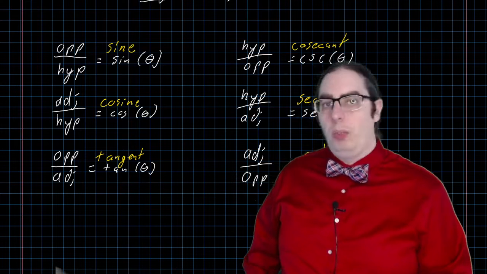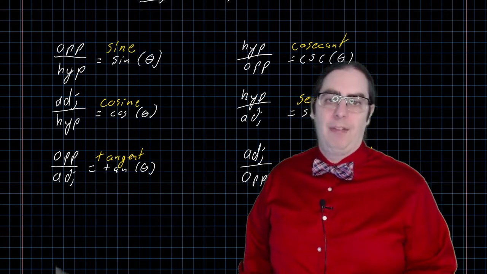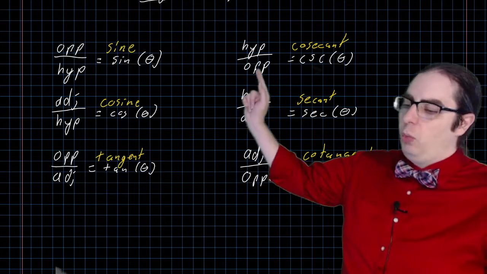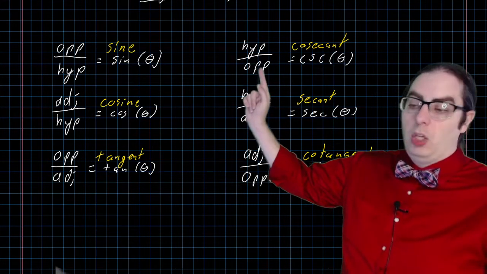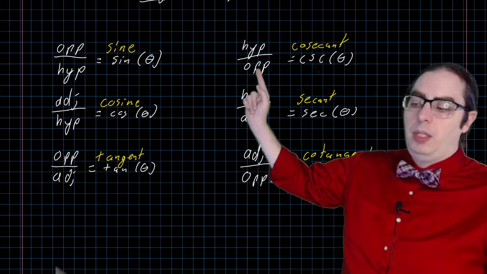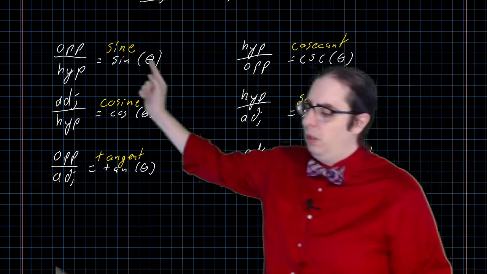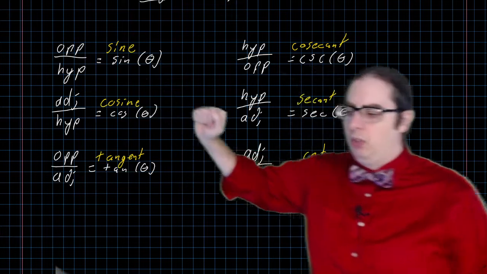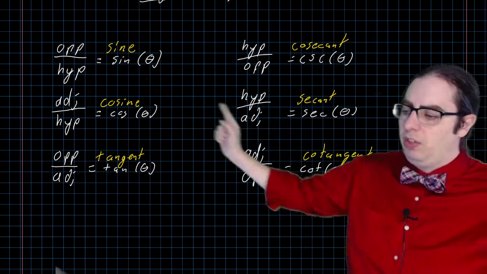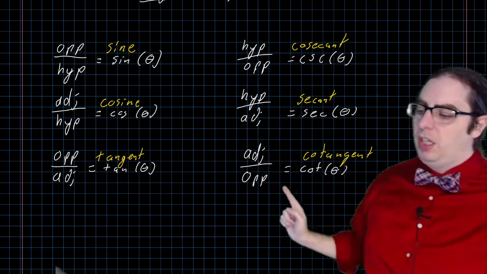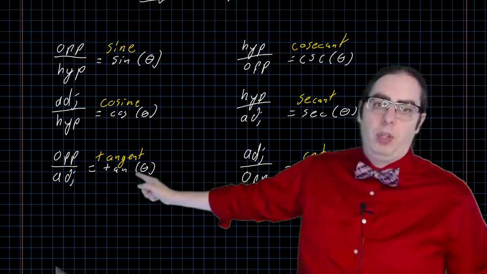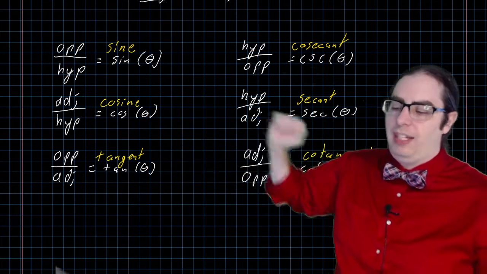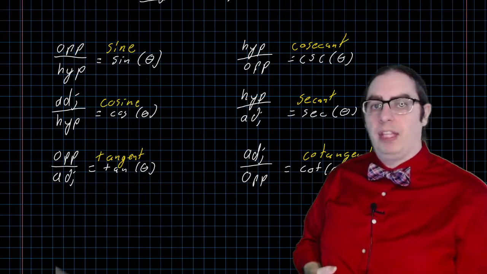Technically speaking, all we need is 2 of these to understand everything. But what I want you to look at is the way that I've set these up. Cosecant here is hypotenuse divided by opposite, which is just the reciprocal of sine, opposite divided by hypotenuse. Likewise, secant is the reciprocal of cosine, and cotangent is the reciprocal of tangent. So if we have just sine, cosine, and tangent, we actually have everything that we need.